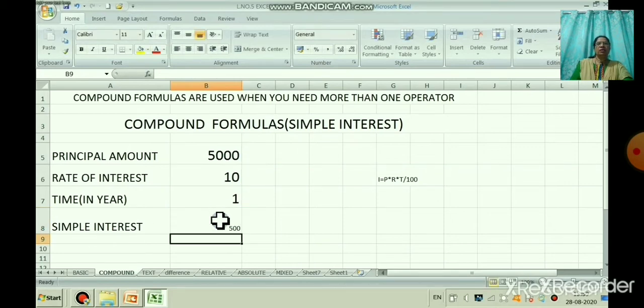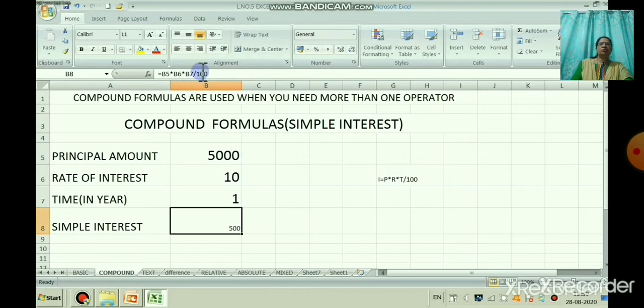Okay, can you see here for 1 year, how it is showing now? 500 rupees. Can you see in the formula bar B5 into B6 into B7 upon, that is divided by 100, right. So, you can see in the formula bar, here we are using two operators, which one? Into and division sign, right. So, this is known as compound formula.